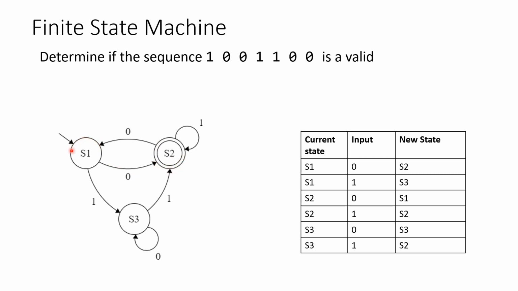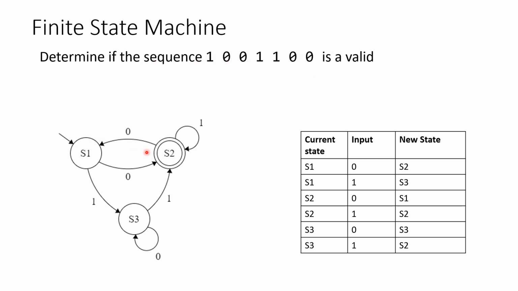S1 is the start state. We know that's the start state because it has an arrow going to it that appears to go to it from nowhere, so it's like an arrow coming in there, so that represents our start state. So let's get going then and try to determine if the sequence is valid or not.